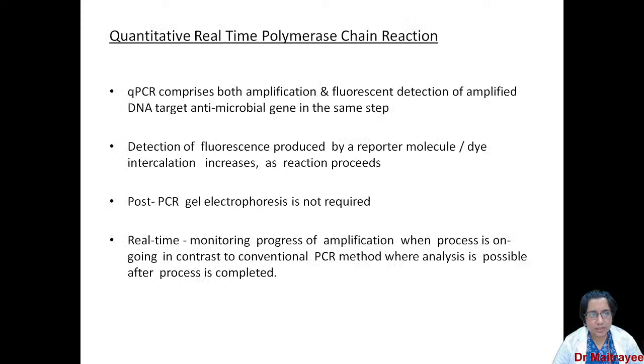So coming to quantitative real-time polymerase chain reaction, also known as qPCR, it comprises both amplification and fluorescent detection of amplified DNA target antimicrobial gene in the same step. Detection of fluorescence produced by a reporter molecule or dye as intercalation increases, the detection of fluorescence is seen as the reaction proceeds. In this, post-PCR gel electrophoresis is not required as in conventional PCR. And real-time monitoring of progress of amplification is possible when the process is ongoing, in contrast to conventional PCR method where analysis is possible after the process is completed.